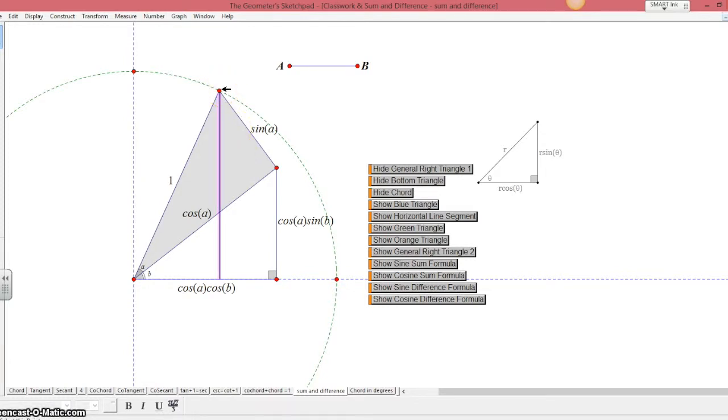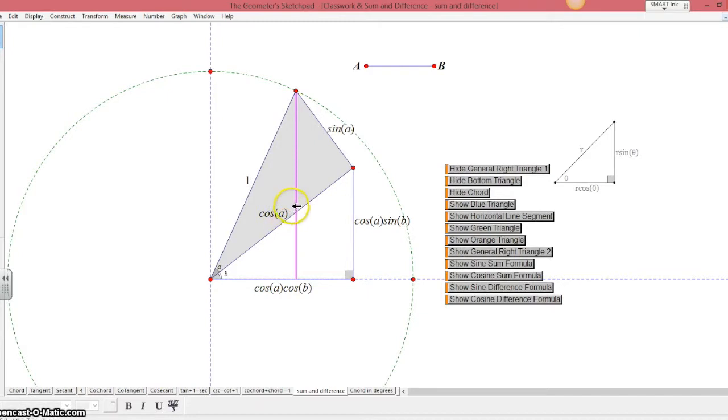Now we have constructed a perpendicular from this point to this line such that it creates a triangle with angle alpha plus beta. This perpendicular has also created a smaller triangle. We shall call it blue triangle. It has also created a new angle C. I am now going to show a horizontal line segment that is perpendicular to this line through this point. This has constructed a new triangle that we shall call green triangle.